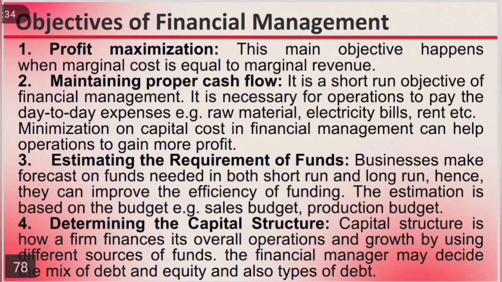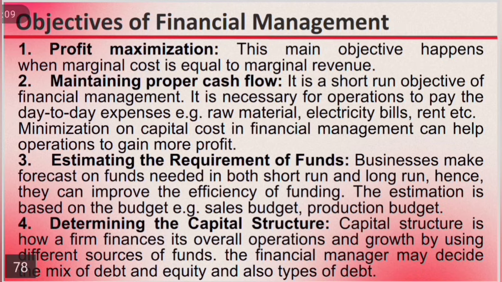Objectives of financial management. Number 1, profit maximization. This main objective happens when marginal cost is equal to marginal revenue. Number 2, maintaining proper cash flows. It is a short-run objective of financial management. It is necessary for operations to pay the day-to-day expenses, for example, for raw material, electricity bills, rent, etc. Minimization of capital cost in financial management can help operations to gain more profit.